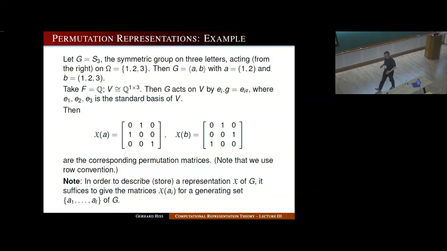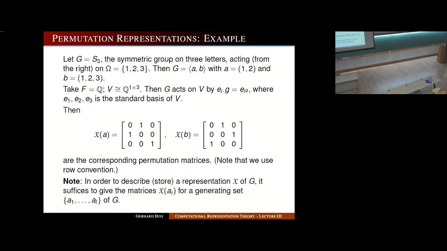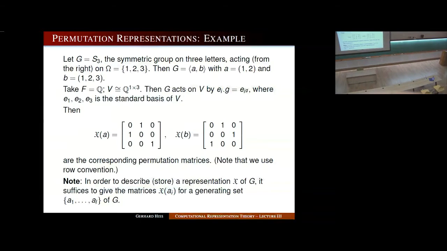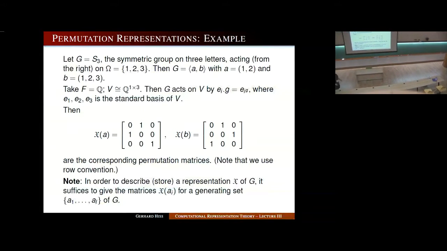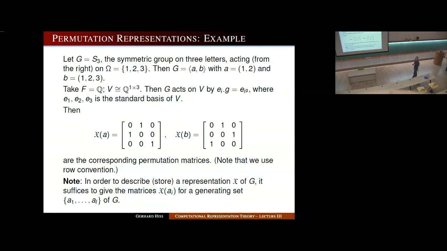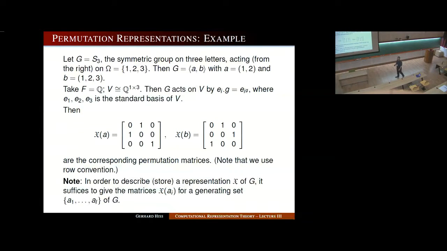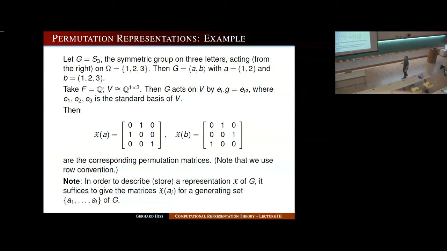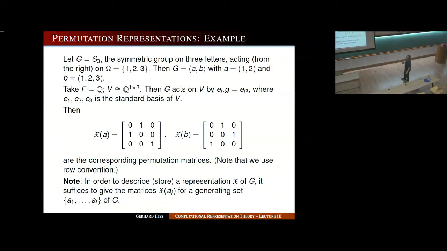Okay, and one point is, of course, in order to store such a representation of the group G on a computer, we don't have to store 6 matrices for the 6 group elements, or 10 to the 54 times 8 matrices for the elements of the monster. We just have to store 2 matrices for a generating set.